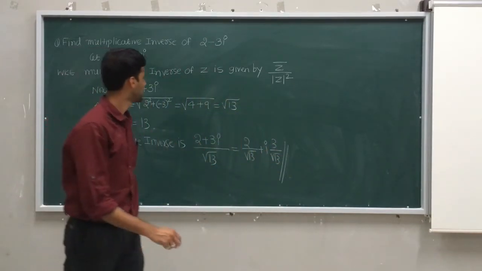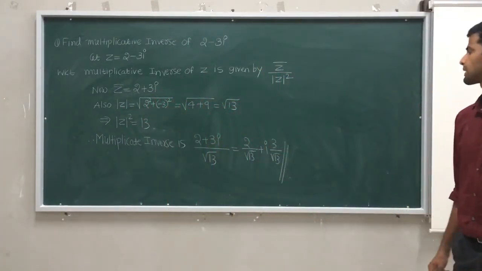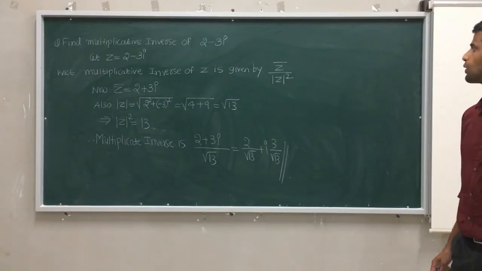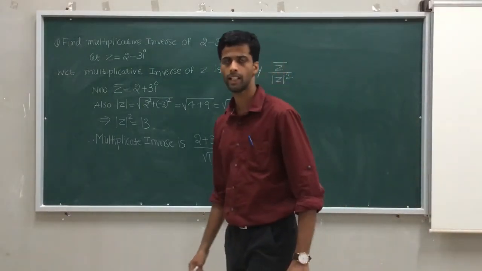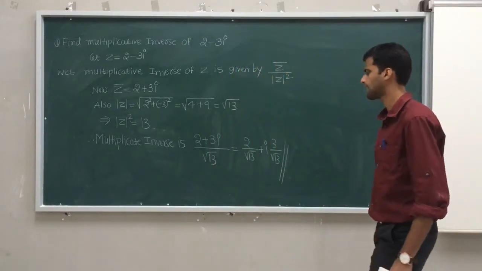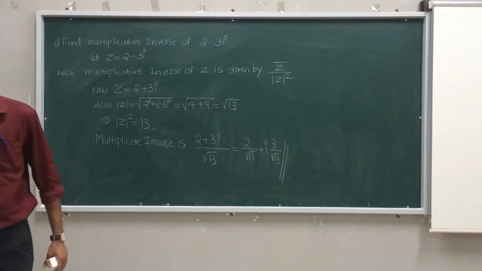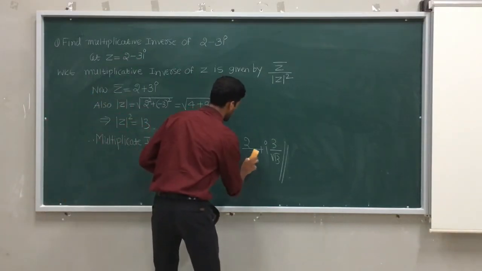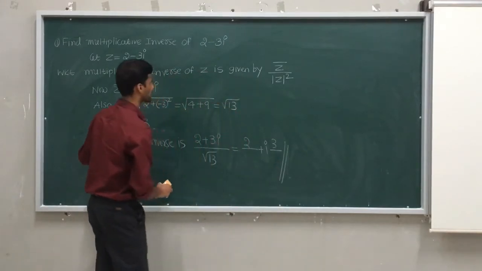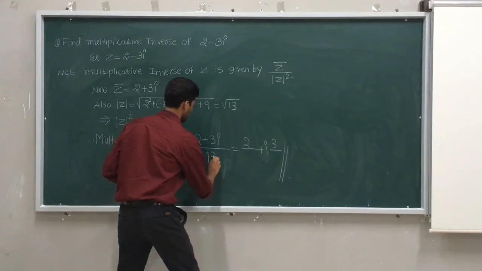That is called the multiplicative inverse of this particular complex number. All you need is its complete idea. If you understand it, you can easily manage whatever comes to you. So the answer for this question is... sorry, I am extremely sorry. I need to write mod z square. This mod z square is 13.